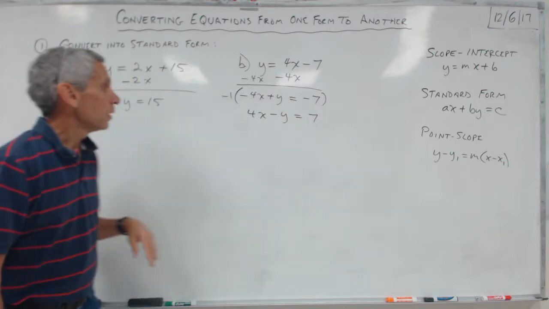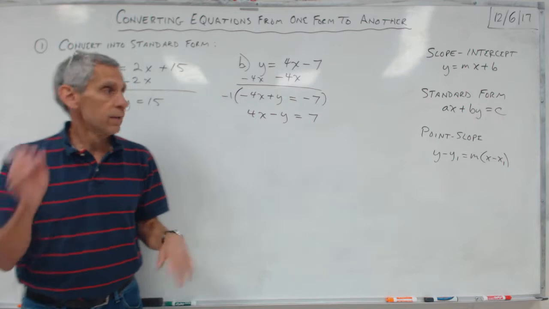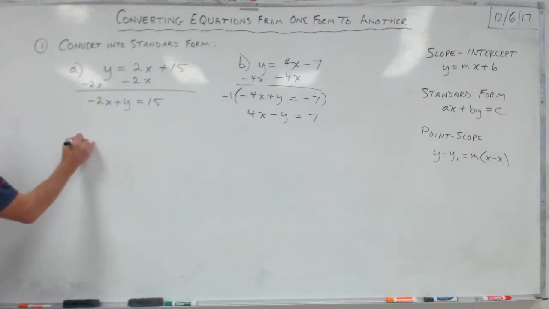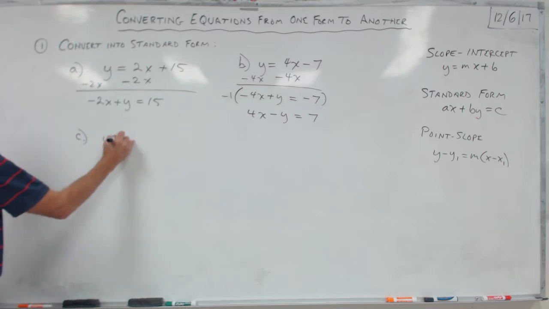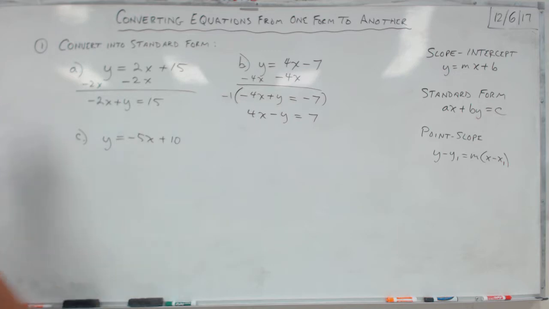Okay. All right, does that make sense? Fist of 5, are we all together so far? Pretty easy, right? All right, what if I gave you this? Let's do one more. How about y is equal to negative 5x plus 10?